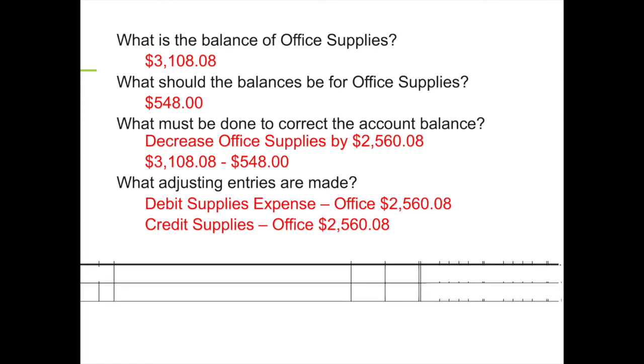To record that in our journal, we go to the next line. We write the date as the 31st. We always write the debit entry first, so we're going to put supply expense for office, and we will debit it for the amount that we came up with, $2,560.08. We will credit our supplies for our office for the same amount. Remember, there's no source document because we write the words adjusting entries at the top because it's an end of the fiscal period process. We will go on to our next adjustment, our second adjustment.